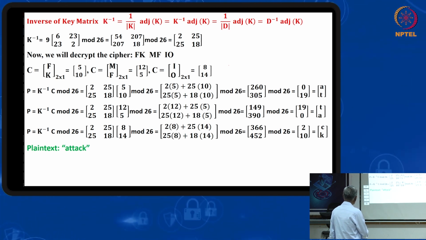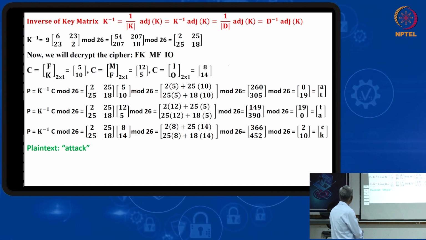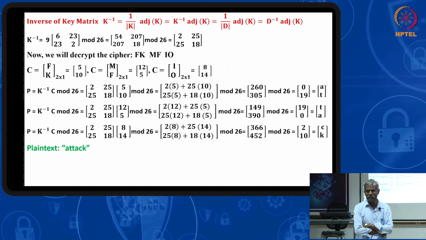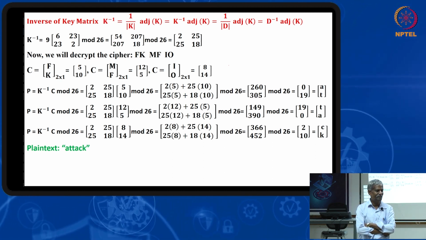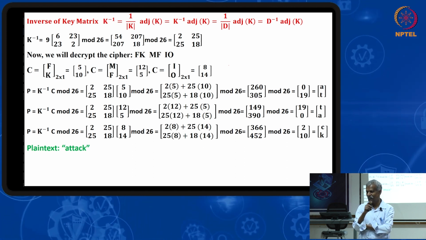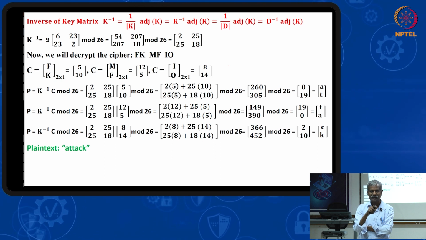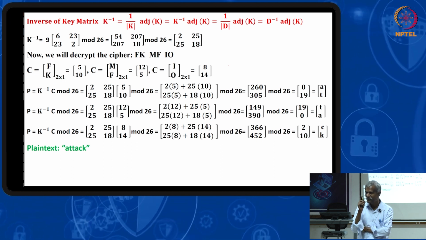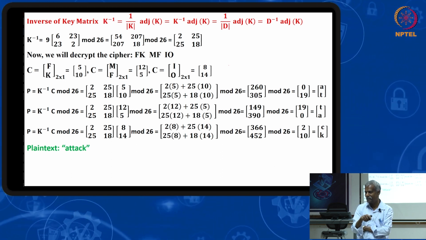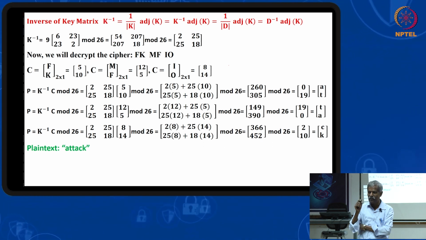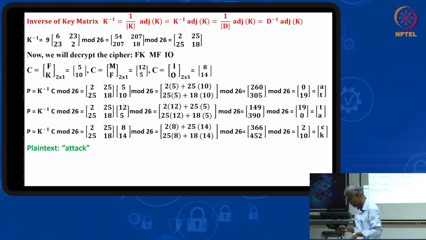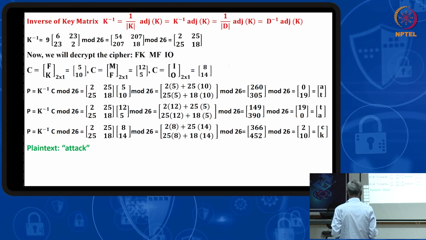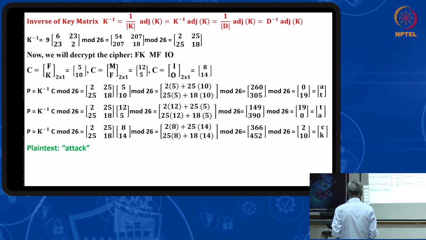Now let us multiply. 9 times 6 is 54. 54 is equivalent to 2 in modulo 26 algebra. Understand how 54 equals 2? 2 times 26 is 52. If you subtract 52, the remainder is 2. Therefore, 54 is equal to 2. Like that, 207 is 25, 207 is 25, and 18 equals 18 only.